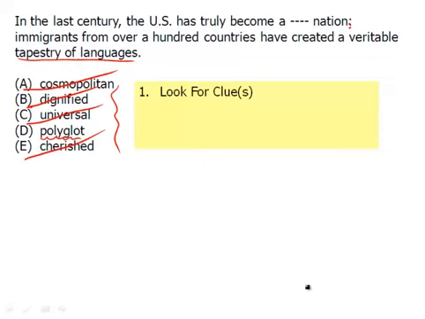Polyglot, on the other hand, does. Notice the root, poly, which means many. Glottis comes from your throat. So many-throated or many-tongued, speaking many languages. That's how the roots work with polyglot. And now we know a new definition, and therefore that is definitely the answer.